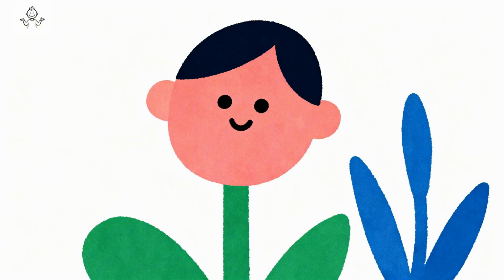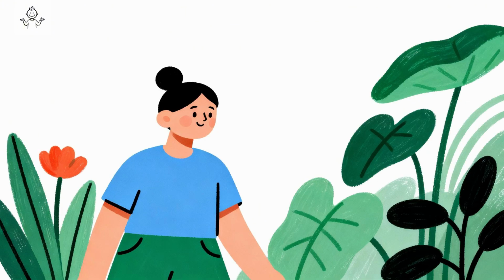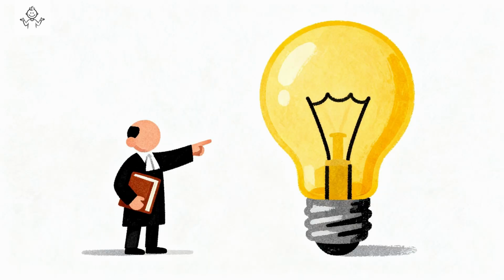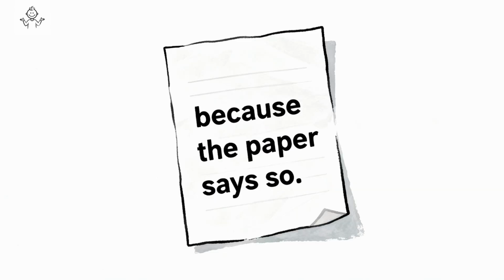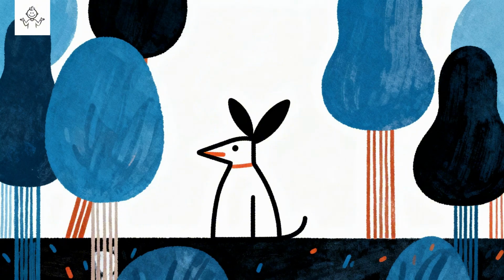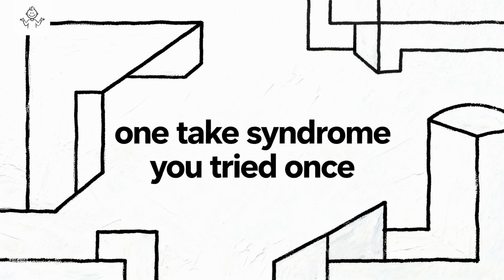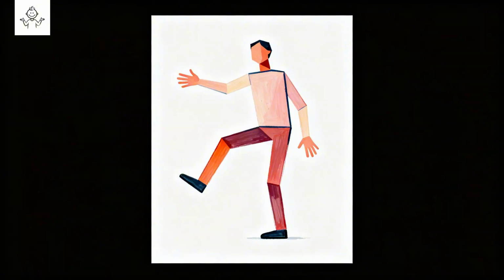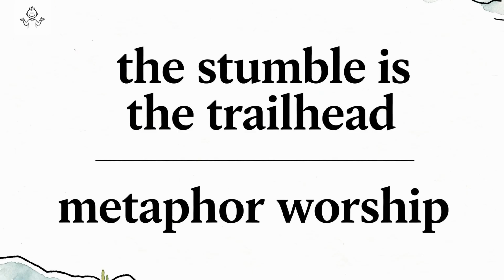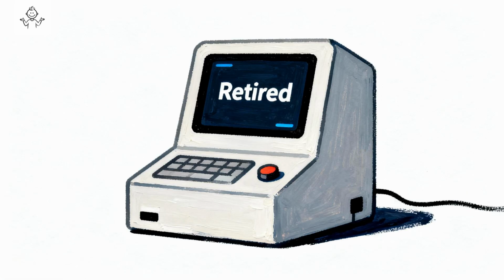Don't do these Feynman anti-patterns. Jargon stacking: big words don't mean big understanding. Truth by authority: because the paper says so is not a model. Fact hoarding: 10 definitions, 0 causality. One-take syndrome: you tried once, stumbled, and stopped. The stumble is the trailhead. Metaphor worship: if it stops predicting, retire it.